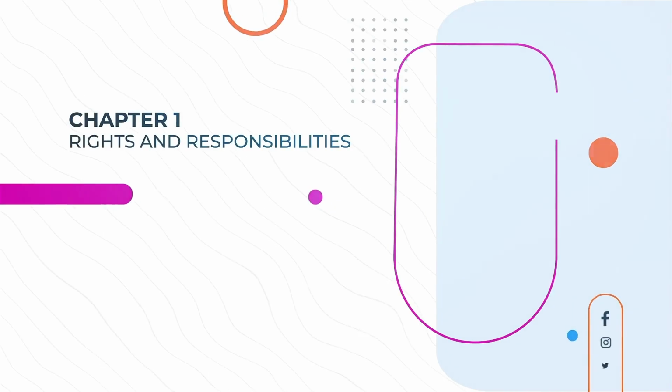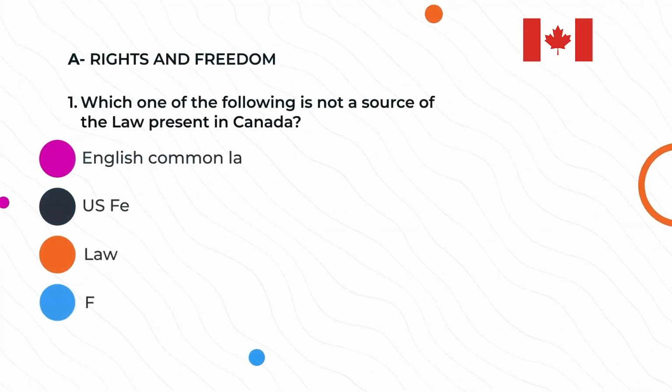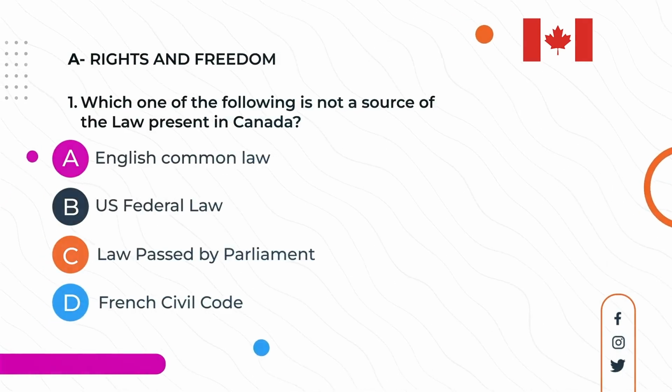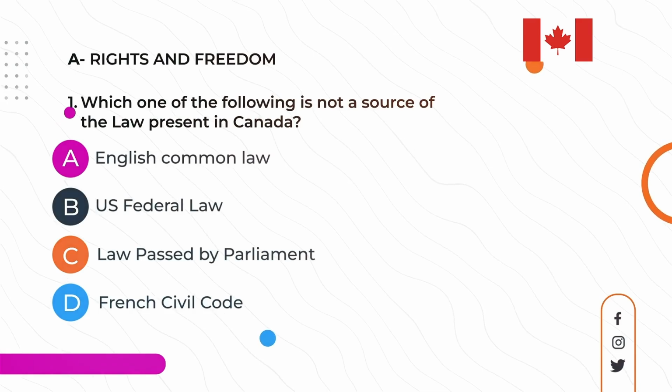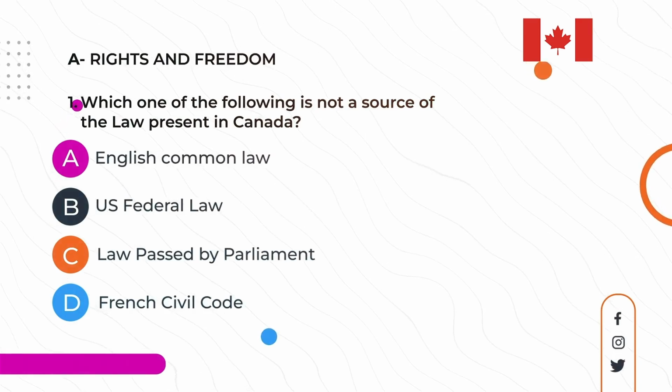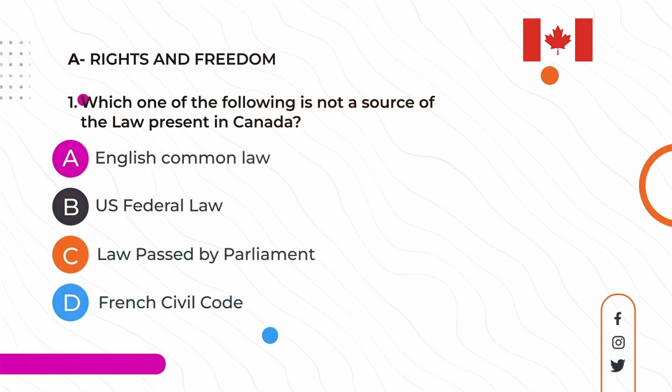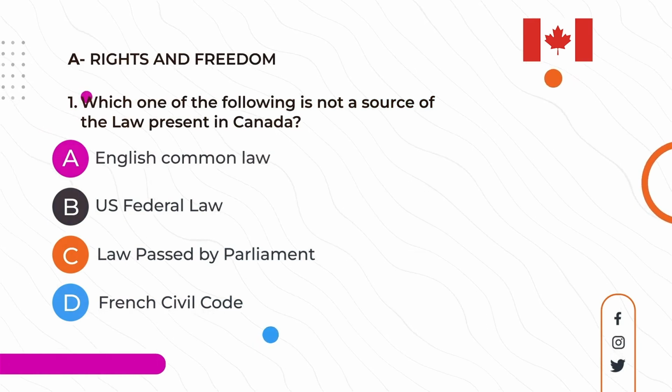Chapter 1. Rights and Responsibilities. A. Rights and Freedom. Which one of the following is not a source of the law present in Canada? A. English common law. B. U.S. federal law. C. Law passed by Parliament. D. French Civil Code.